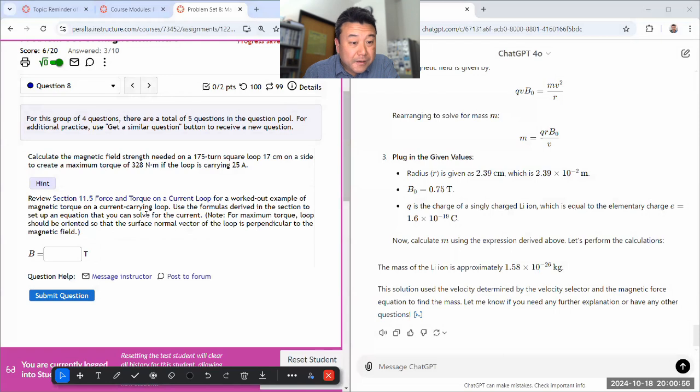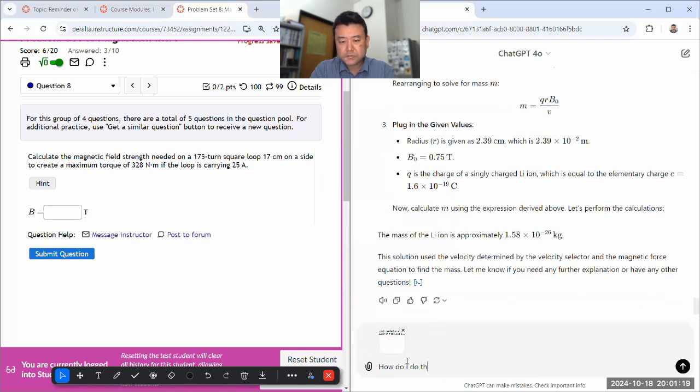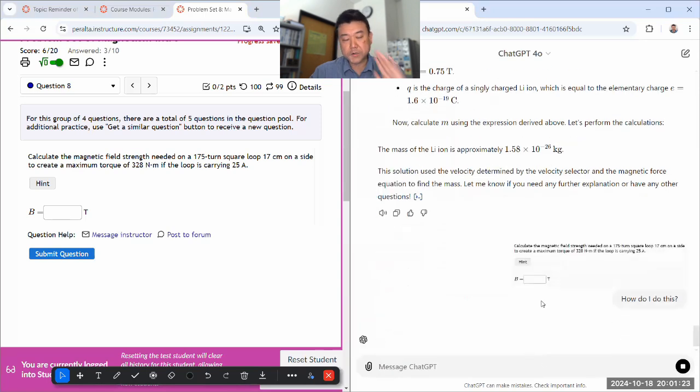Sorry, I misread it. I thought you need to get the magnetic field generated by a square loop of current, but no. It's not about asking for a torque. So it's actually pretty easy. In fact, let me check. How do I do this? There's a way to do this that's super simple.